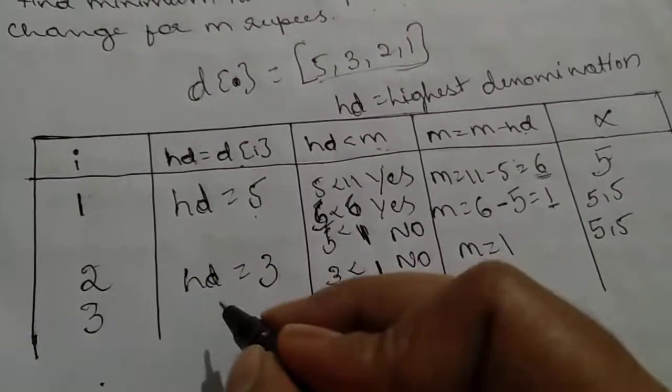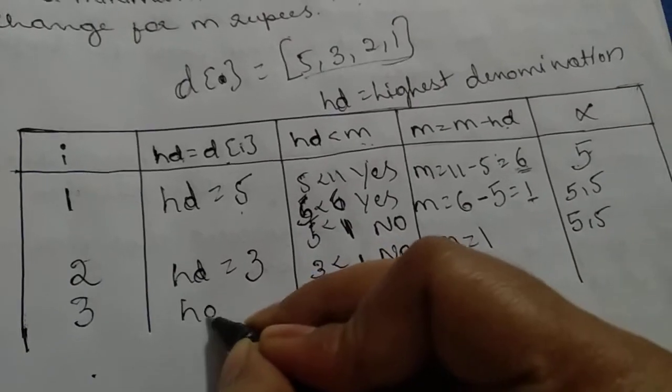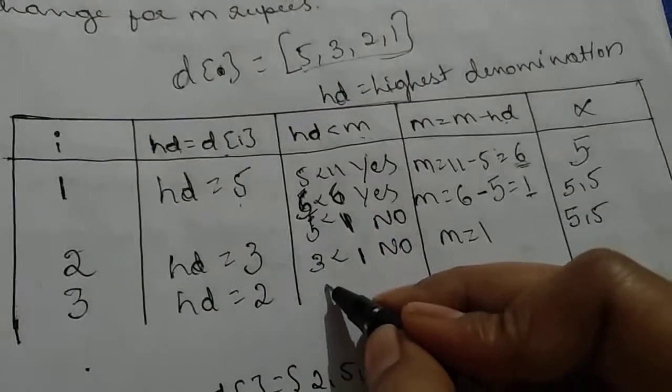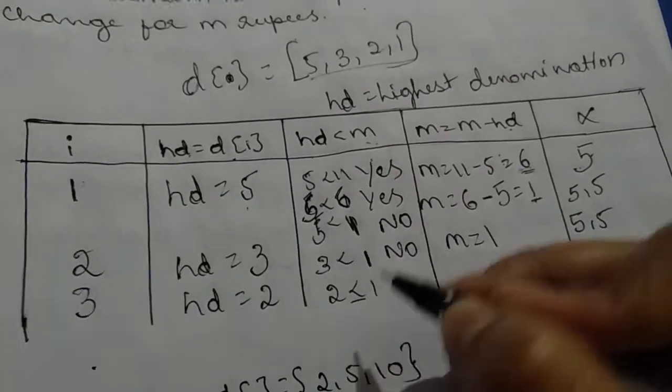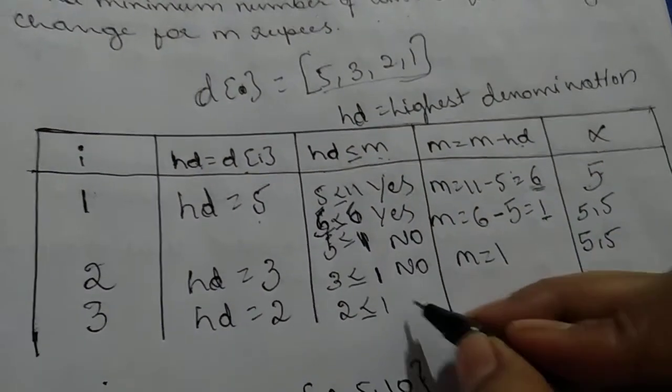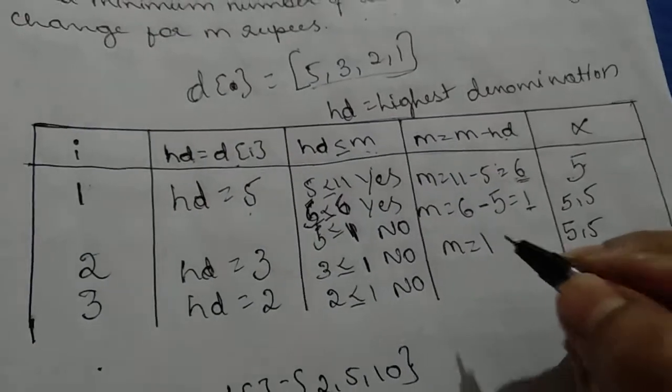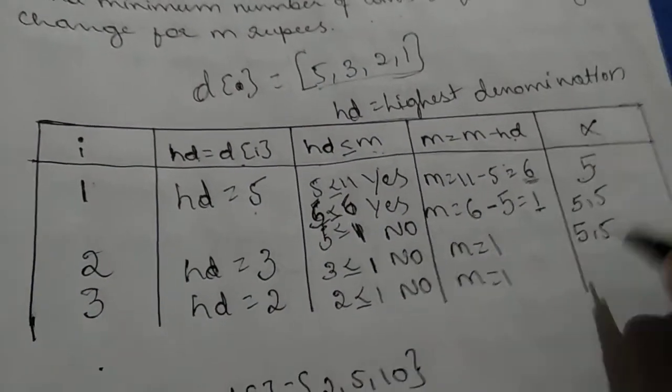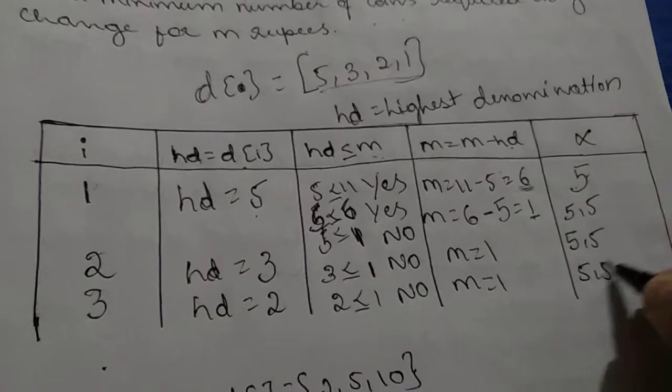Next denomination. HD is equal to 2. Again check, is 2 less than or equal to, sorry, you have to just check equal. Is 2 less than or equal to 1? No, the condition is false. m is equal to 1. Then 5 comma 5 will remain as it is.